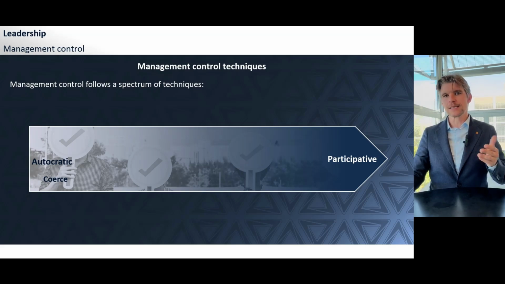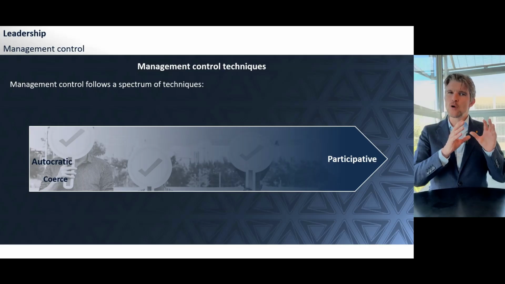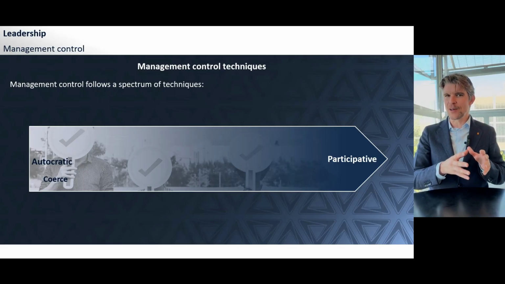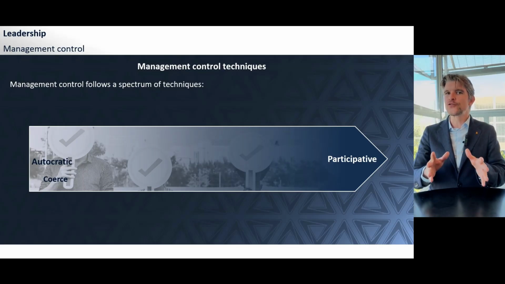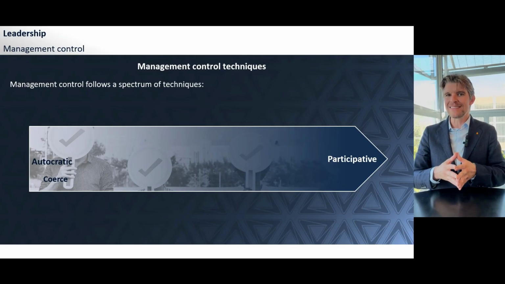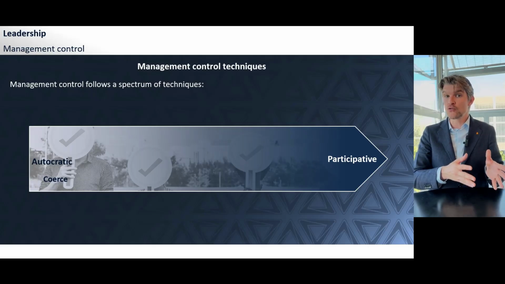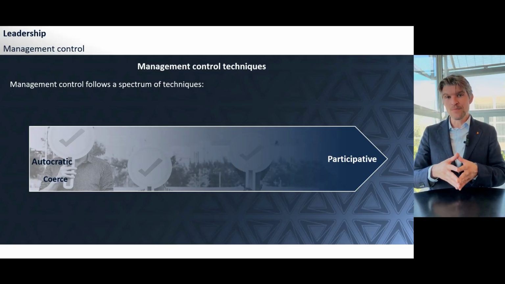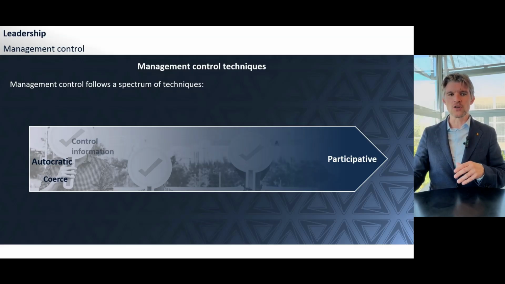So let's look at this spectrum. At the autocratic level, it is to coerce. That means if you are coercing someone to something, you are really forcing them. This really means that you do not have a proper control on your team if you are using this kind of approach.